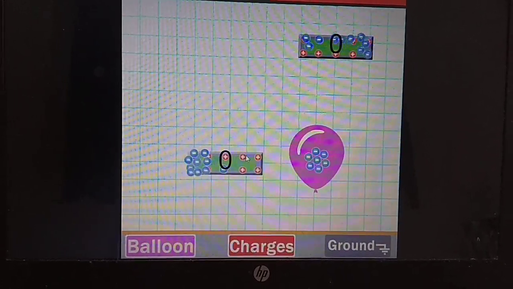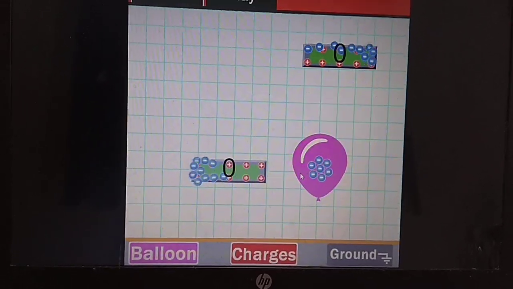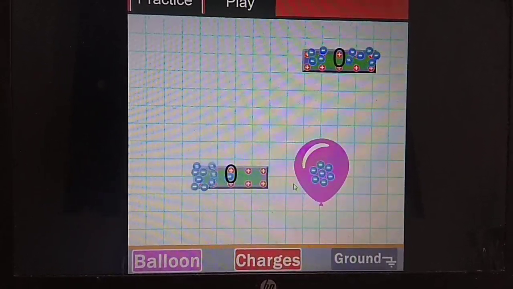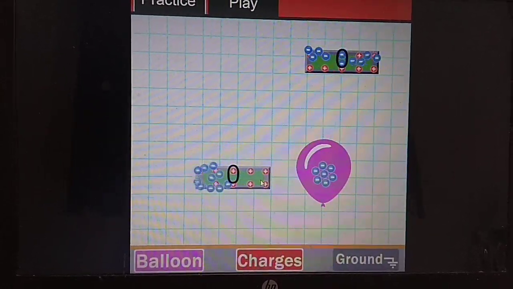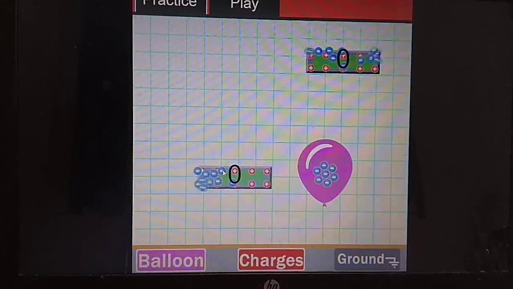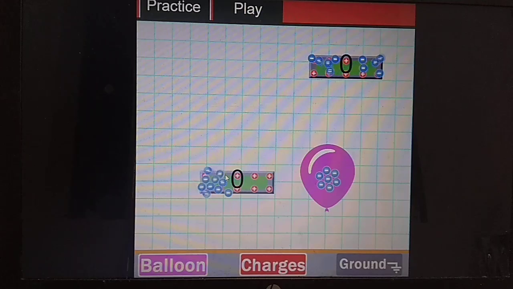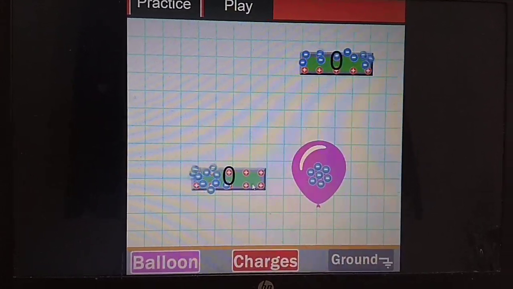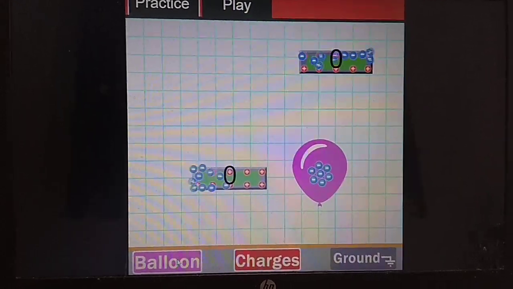Okay, so the key thing here is we have not moved any charges from one object to the next. The balloon hasn't touched the metal bar. If we were to count the number of charges, we haven't given any extra negative charges to the metal bar. We haven't taken any away. And you'll notice that those positive charges are just staying in place. Watch what happens when I take the balloon away.